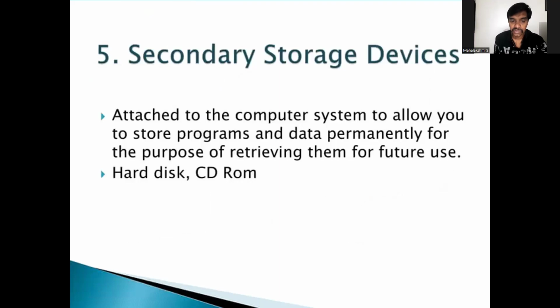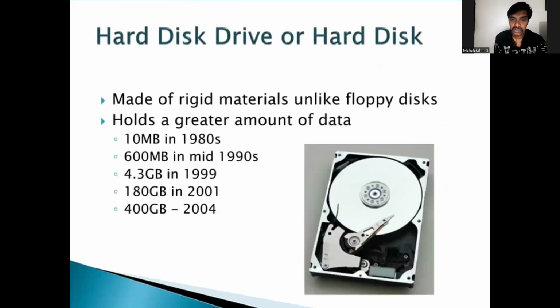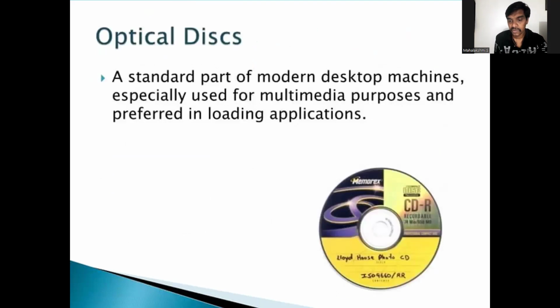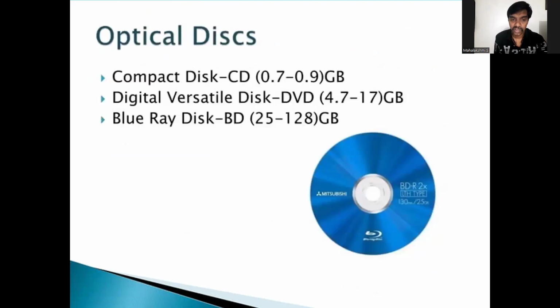And secondary storage devices, some examples like hard disk and CD-ROM. And the hard disk drive has been given here. For example, 10 MB started in the 1980s and 600 MB in the 1990s, 4.3 GB in 1999, 180 GB in 2001, and 400 GB in 2004. Some optical disks have been used in the modern desktop machine, which is mainly used as a multi-purpose machine and preferred for loading applications.